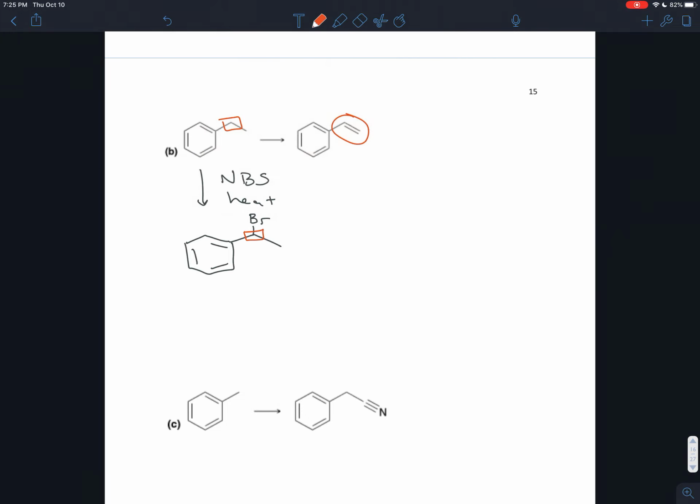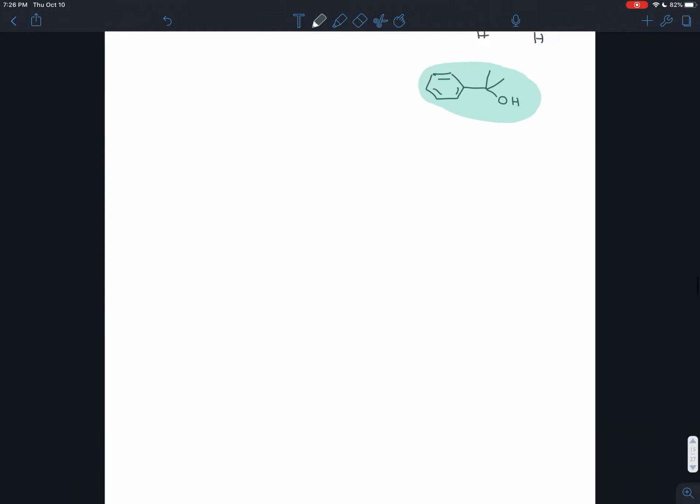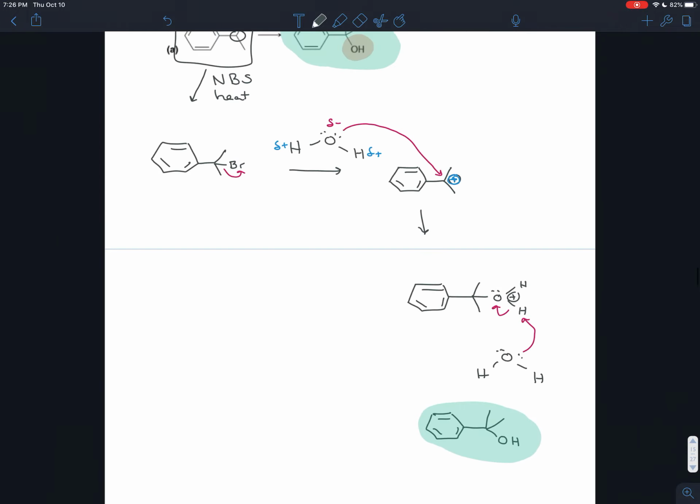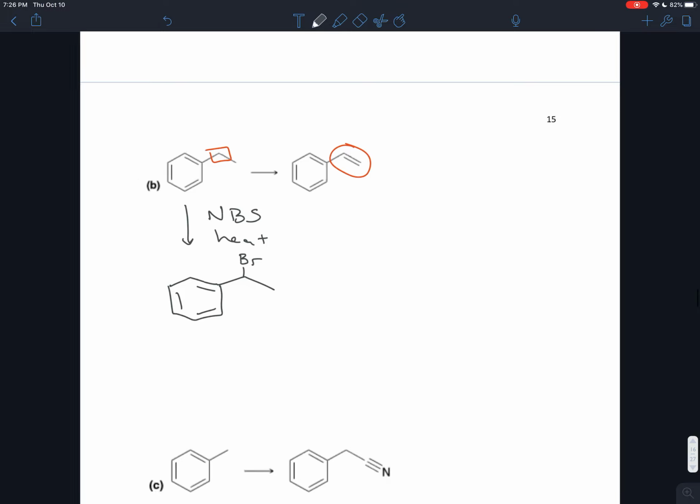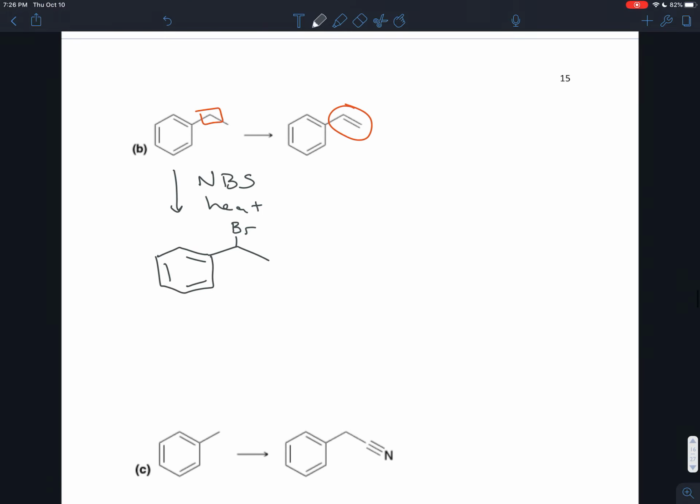Benzylic position, which is that atom, the carbon immediately bonded to the benzene. And it forms there because the radical intermediate is stabilized through resonance. And then you just do an elimination. So before we were worried about adding a base, because then it would cause an elimination. Here you want to do an elimination.